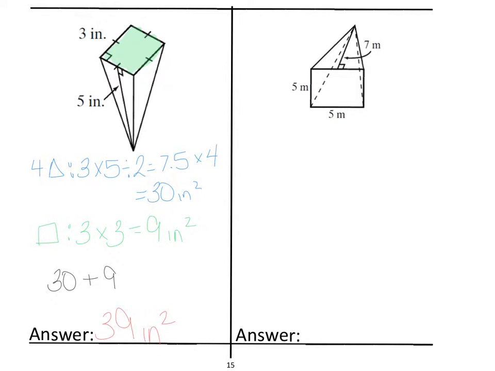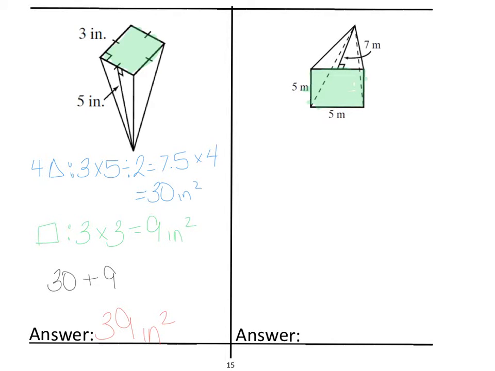Now let's take a look at the second one. Again, if you're having trouble seeing the base, think of it as we're sitting underneath the pyramid and we're looking straight up at it. So it's kind of projecting outward, or you can think it's been tipped on its side and we're staring at the bottom, looking out over it.